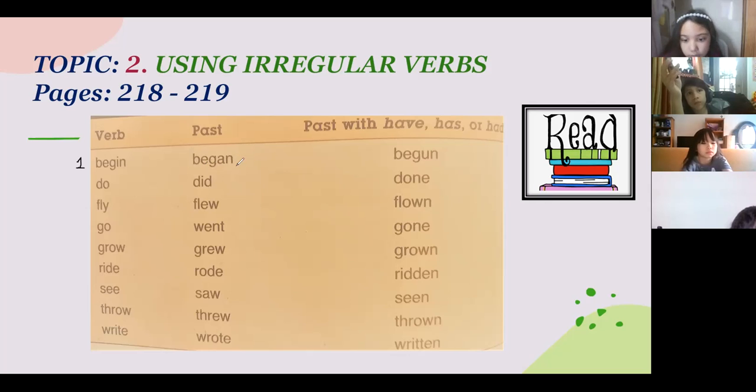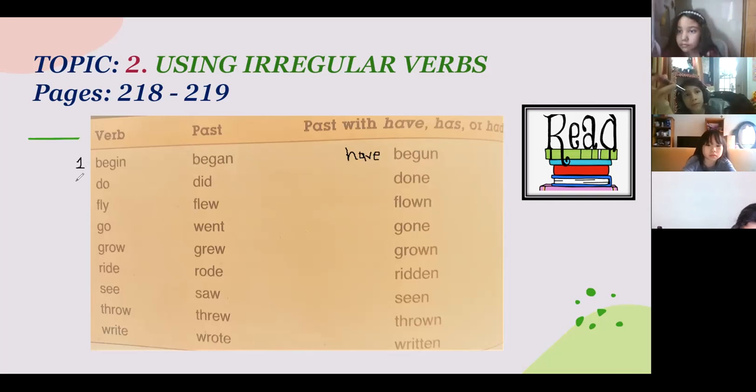Began. That's right, so that is the past tense, began. And what is the form we use with have, has, or had? Begun. That's right, begun. We identify that we're going to use this form because we have the word have, has, or had before the verb.